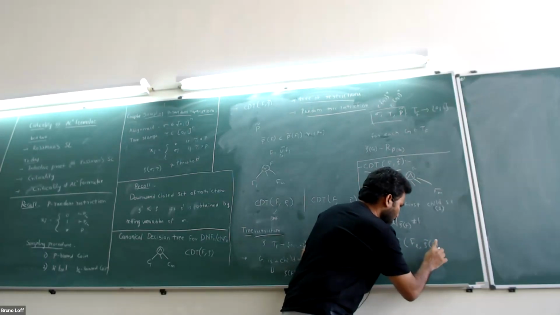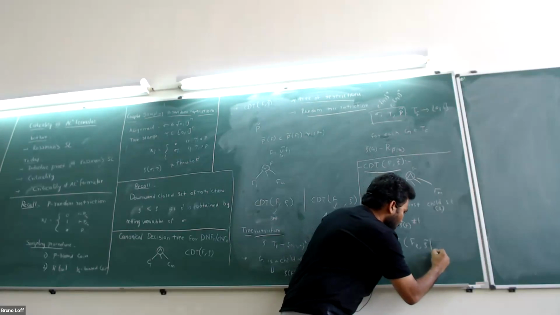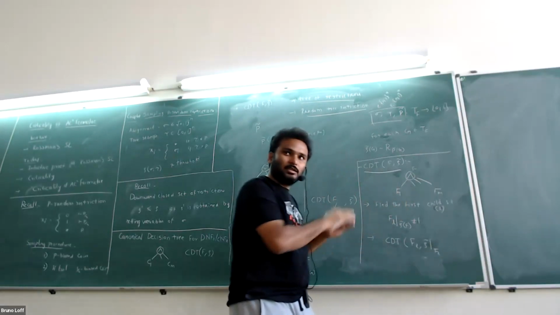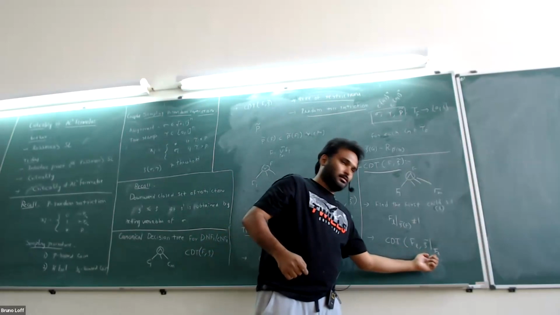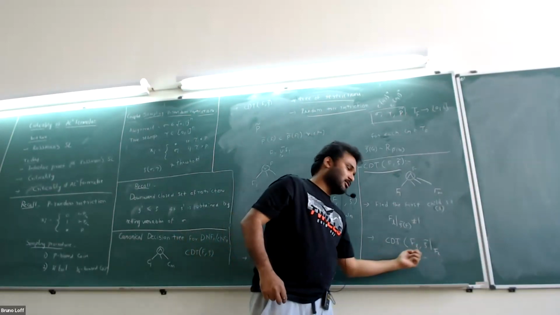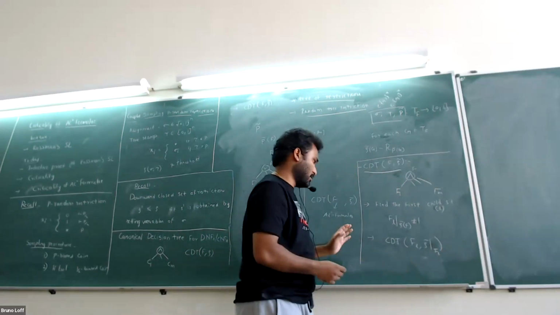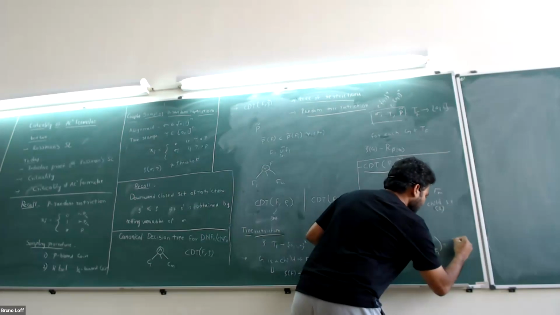Rho tilde restricted to this subtree. This is a tree of restrictions on this subtree. Let's call this gamma.